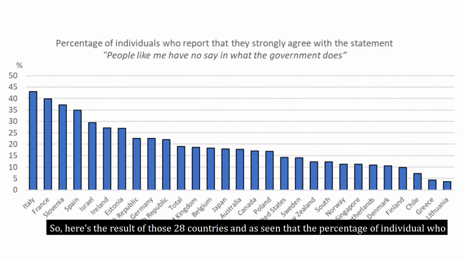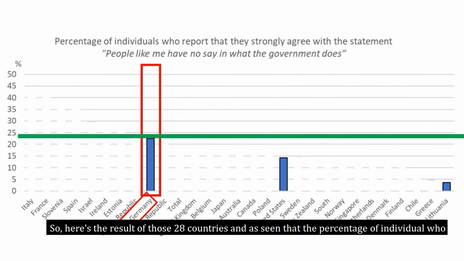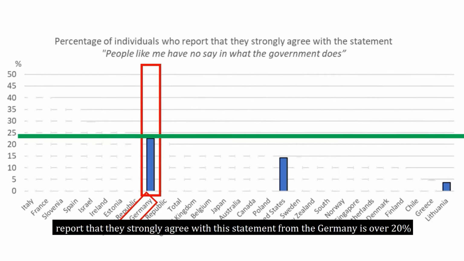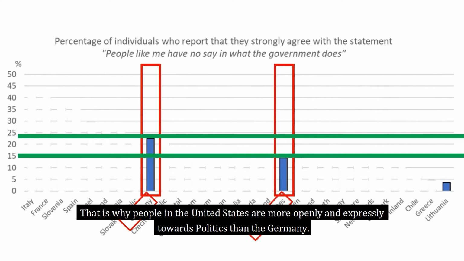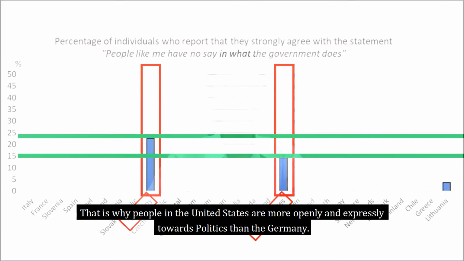So here's the result of those 28 countries, and I've seen that the percentage of individuals who report that they strongly agree with this statement from Germany is over 20%, while from the United States it's only about 15%, which is relatively lower than Germany. That is why people in the United States are more open and expressive towards politics than in Germany.